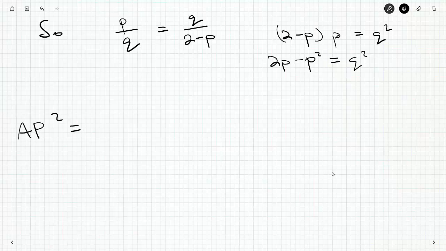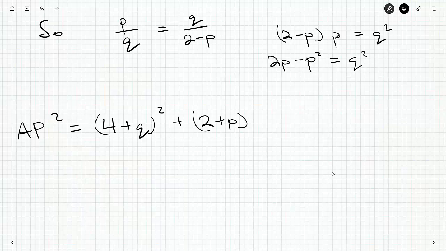How does this relate back to AP squared? Well, we'll get (4 plus Q) all squared plus (2 plus P) all squared. What I'd like to do is be able to reduce this and just get a single quadratic, maybe. A single quadratic, and then because a quadratic equation is represented by a parabola, if it's a downward-facing parabola, the maximum point will just be up there at the vertex. So I think that might be a plan of attack.